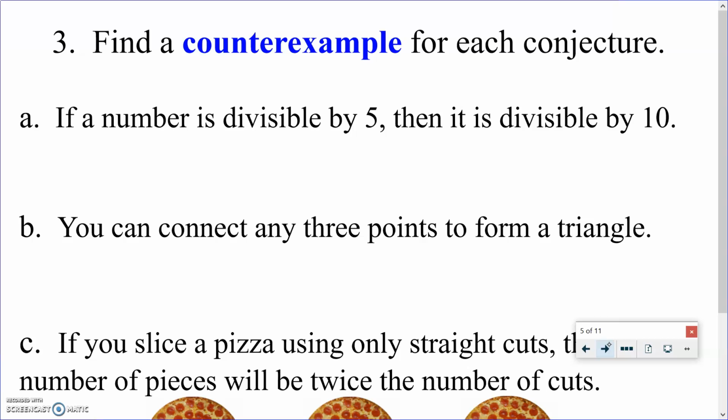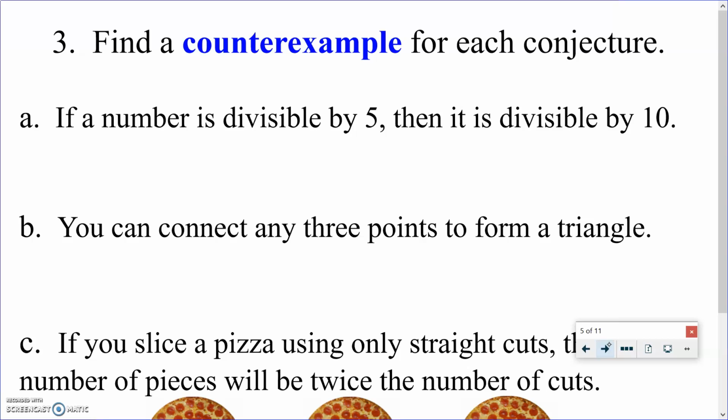So for this next section, we're going to talk about counterexamples. And so counterexamples are something that proves that it is not true. So we're going to look at each statement and find something that doesn't fit. Okay, so for the first one, it says if a number is divisible by 5, then it is divisible by 10. So we want to find something that's divisible by 5 and not divisible by 10, because that would be a counterexample. That would say, you can't necessarily assume that this statement is true.